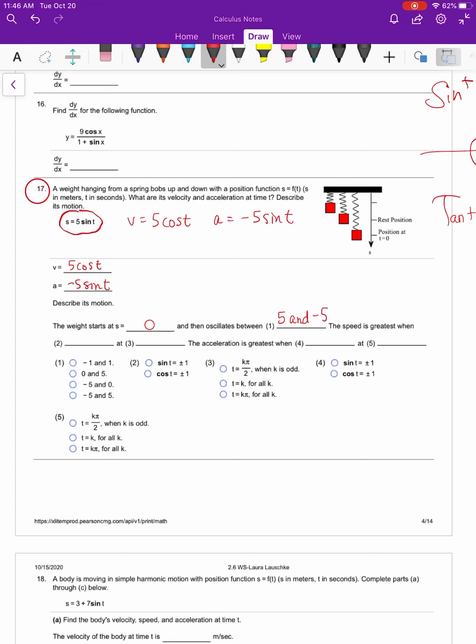The speed is greatest when, well, think about when the speed is the greatest, okay? Think about that. When would the absolute value of velocity here be the greatest? And then the acceleration is the greatest when. So, when would you think the speed would be the greatest? When would you think the velocity would be the greatest?